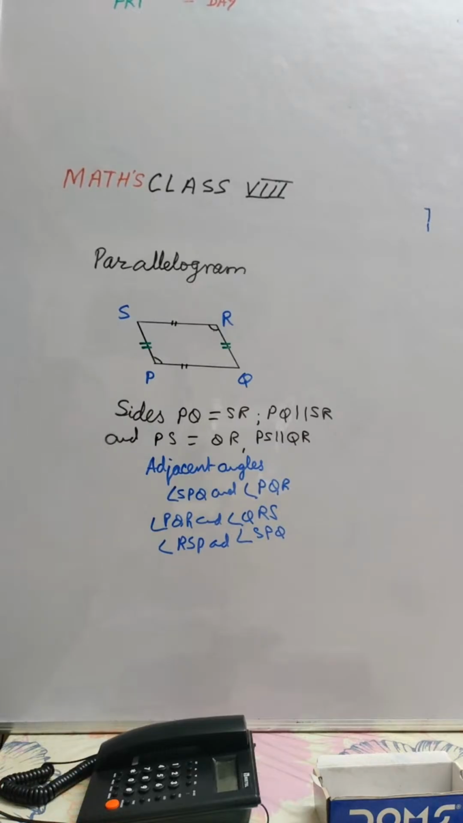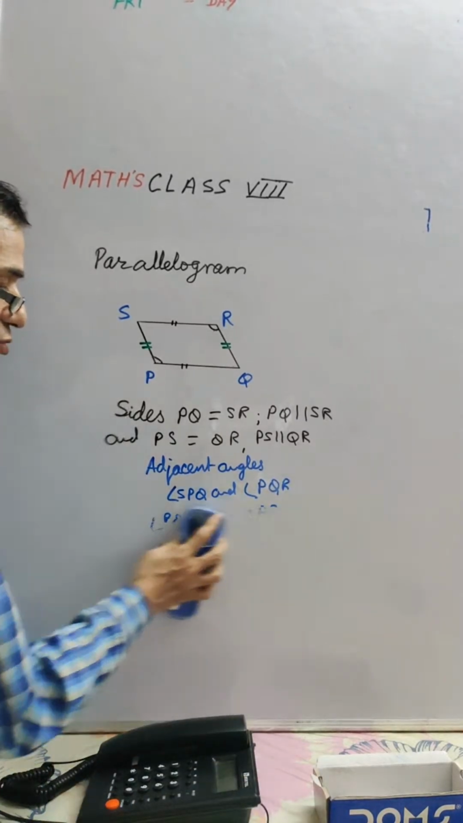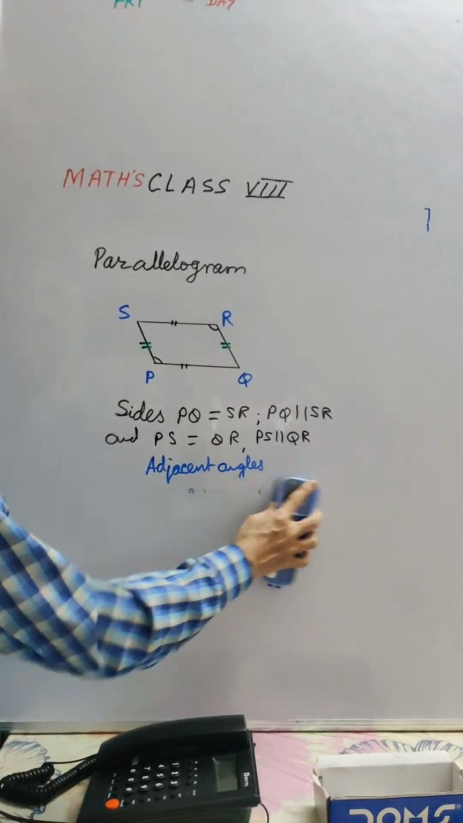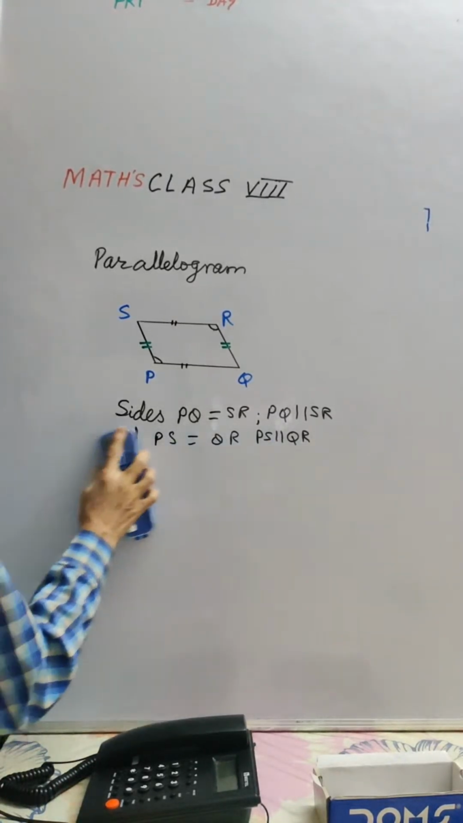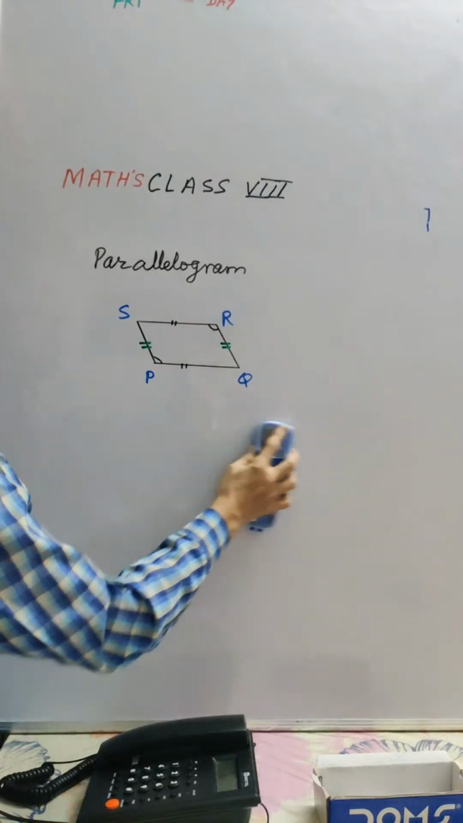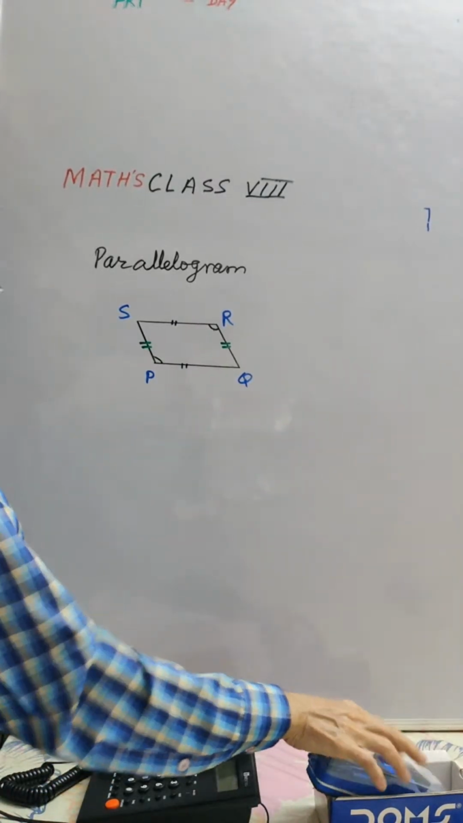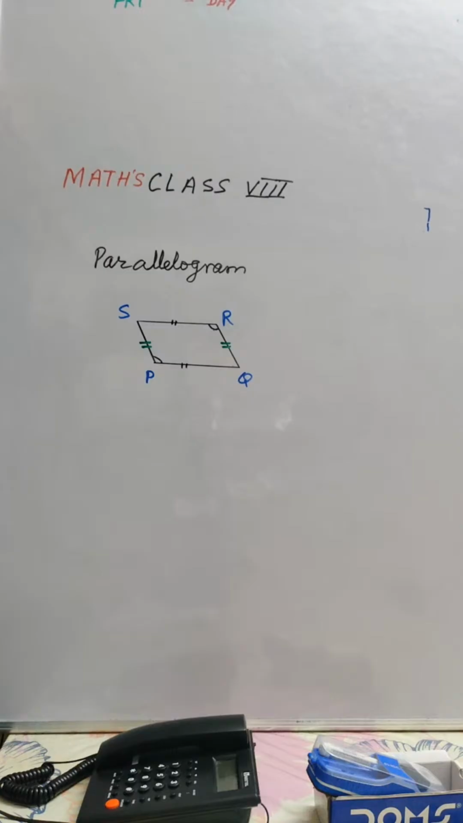Similarly, the opposite sides of a parallelogram are of equal length, property number 1. So we are studying about the properties of parallelogram. First property is opposite sides of parallelogram are equal.